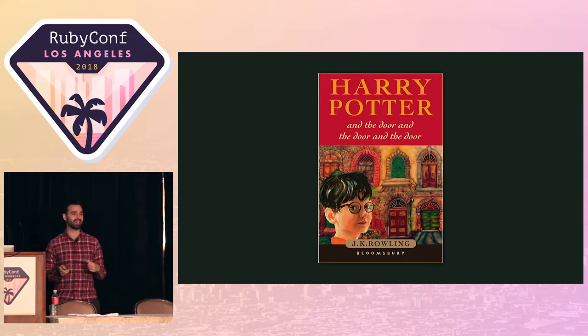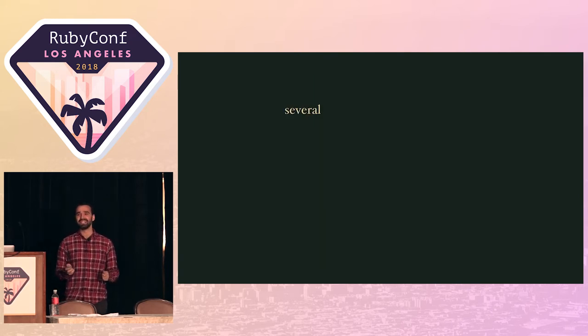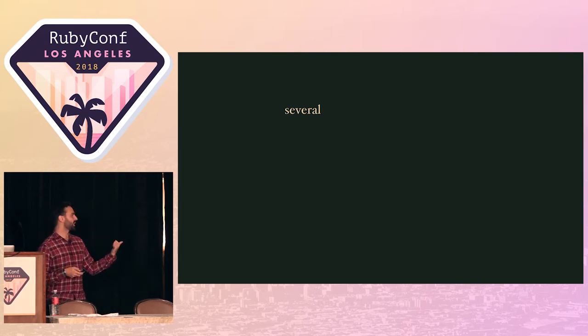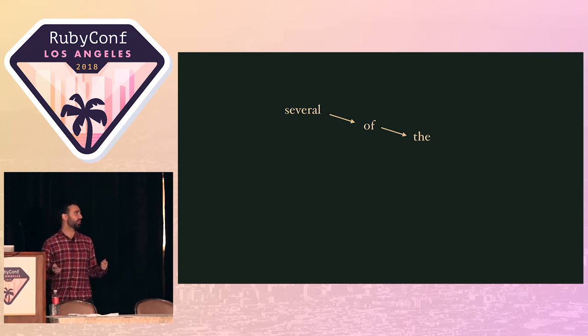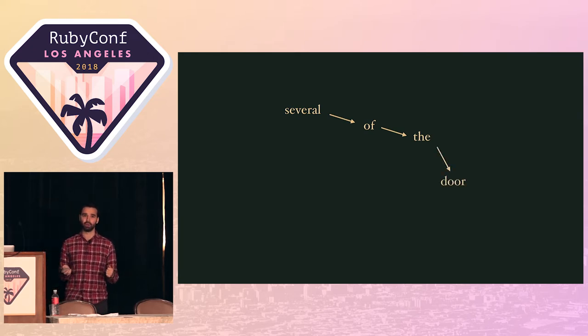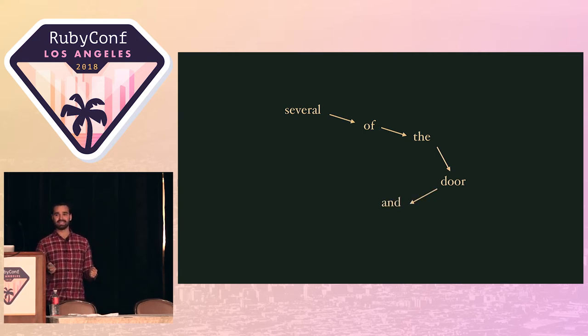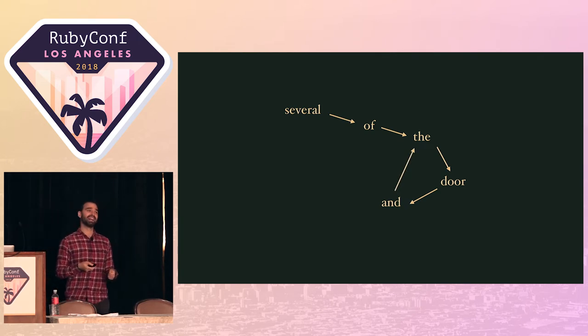So obviously something's gone horribly wrong here. What's going on? Let's walk through what's actually happening as we're running this. Let's say we start with the word several. The word that appears most often after several is the word of. The word that appears most often after of is the. And then after the, the most common continuation is door. And after door is and. Okay, all good so far. But then the problem is that the most common word that comes after and is the, right? So you can see what happens is we get stuck in a loop.